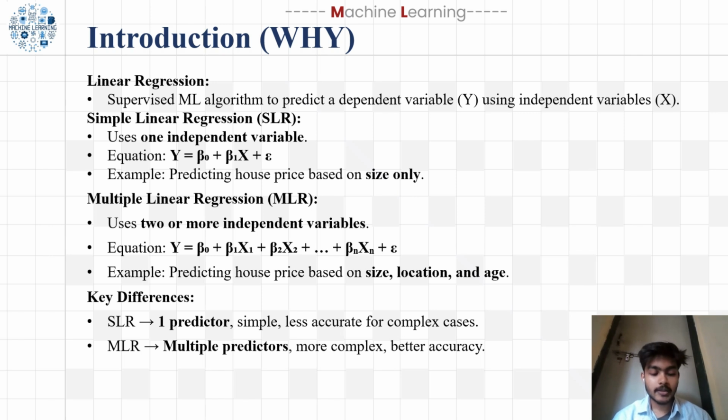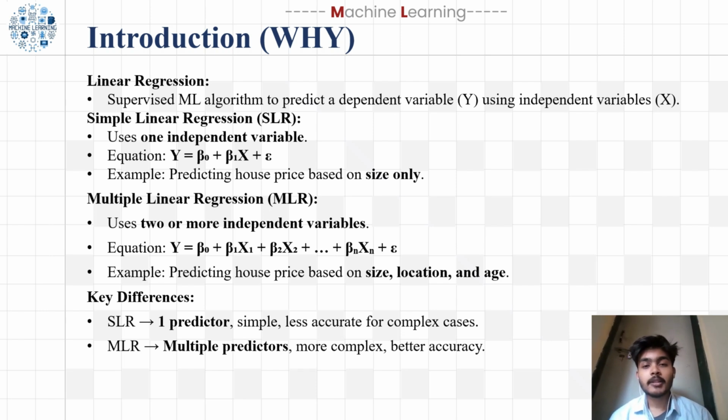So what is linear regression? Linear regression is a supervised machine learning algorithm used to predict a dependent variable y from independent variables x. Mainly it has two types, simple linear regression and multiple linear regression.